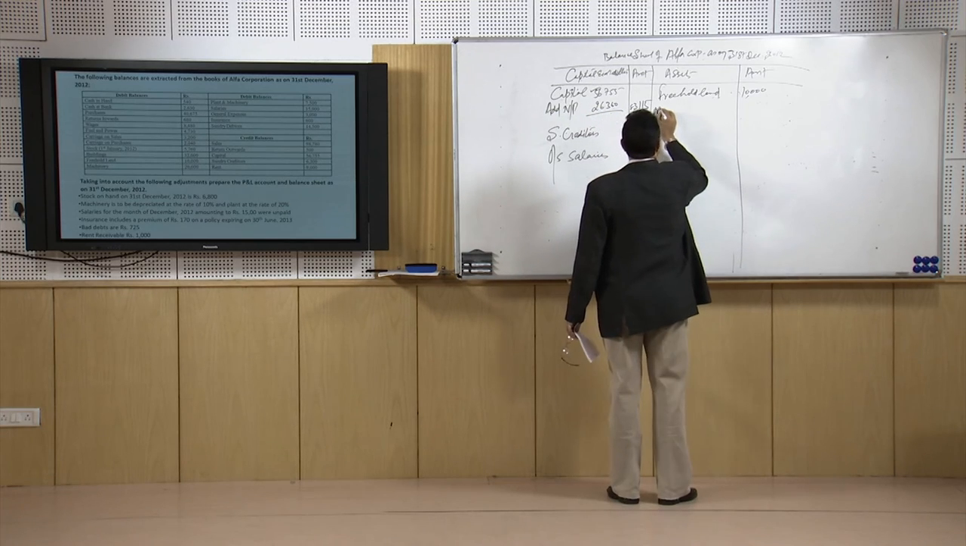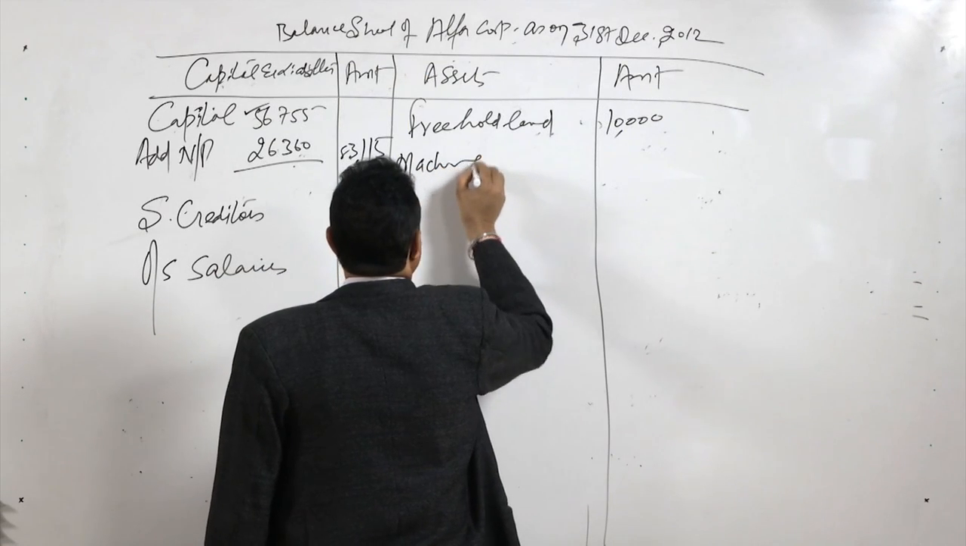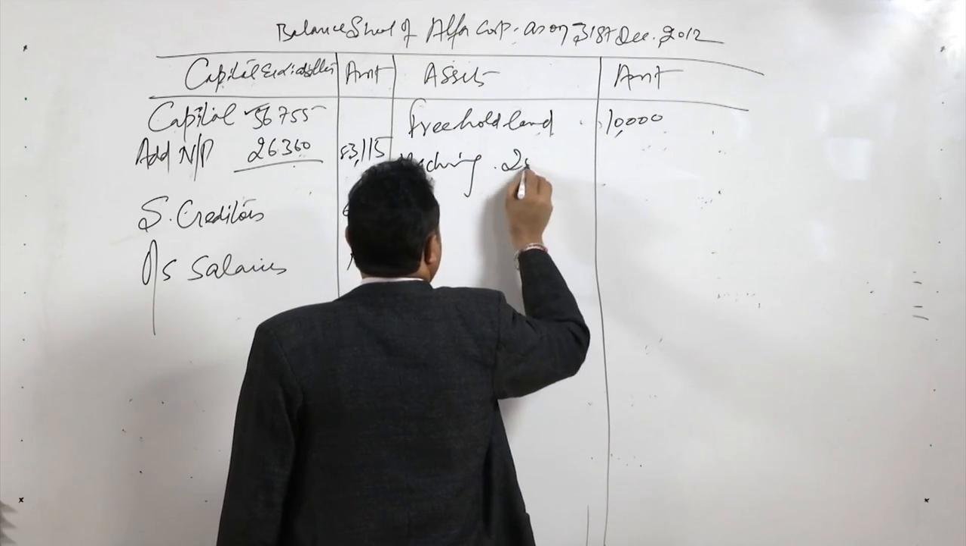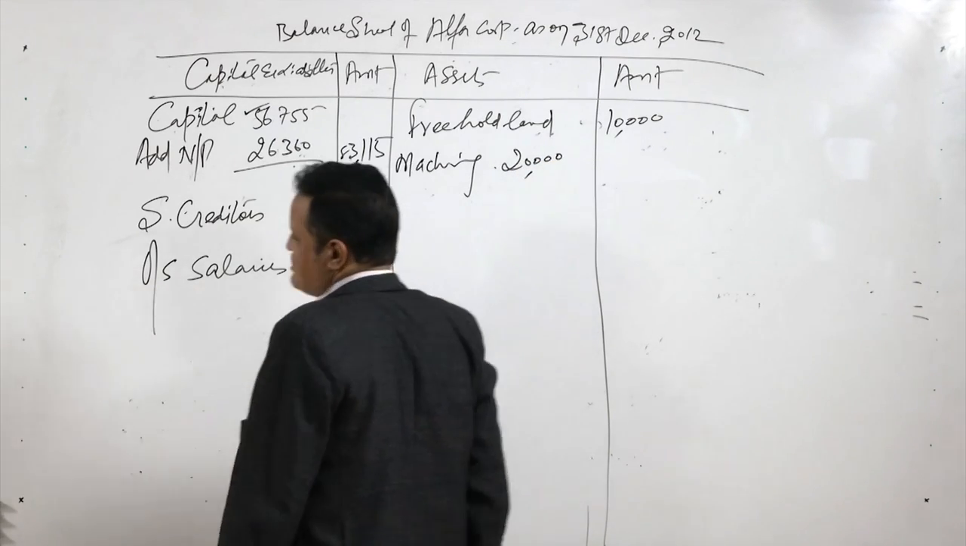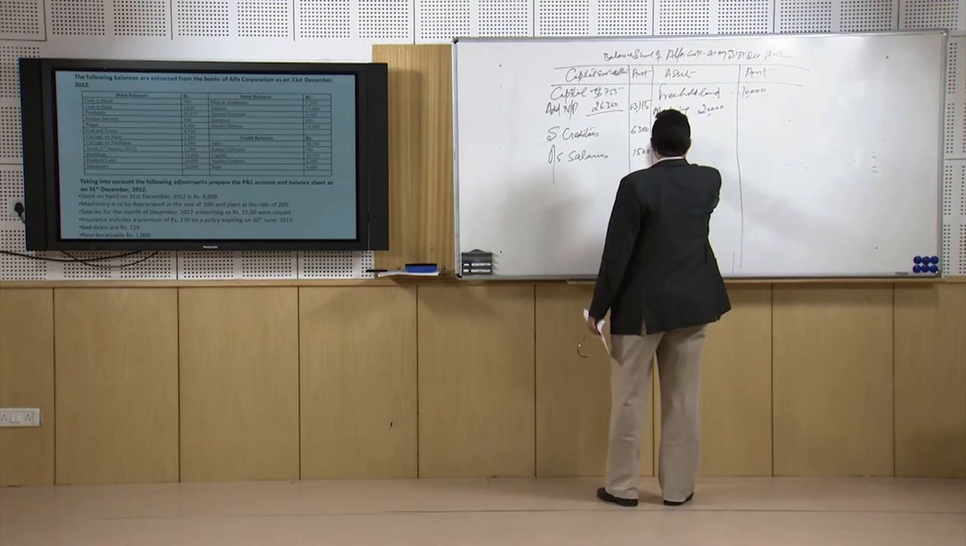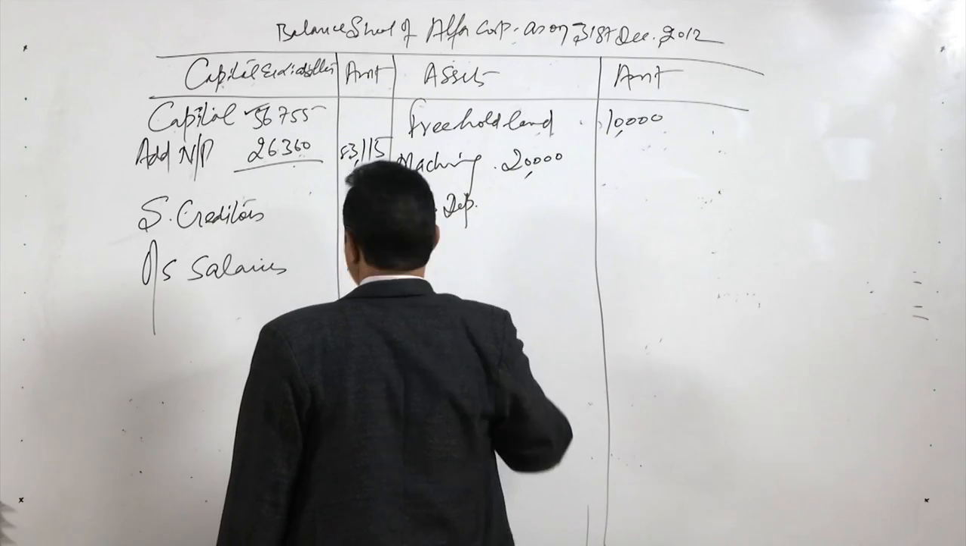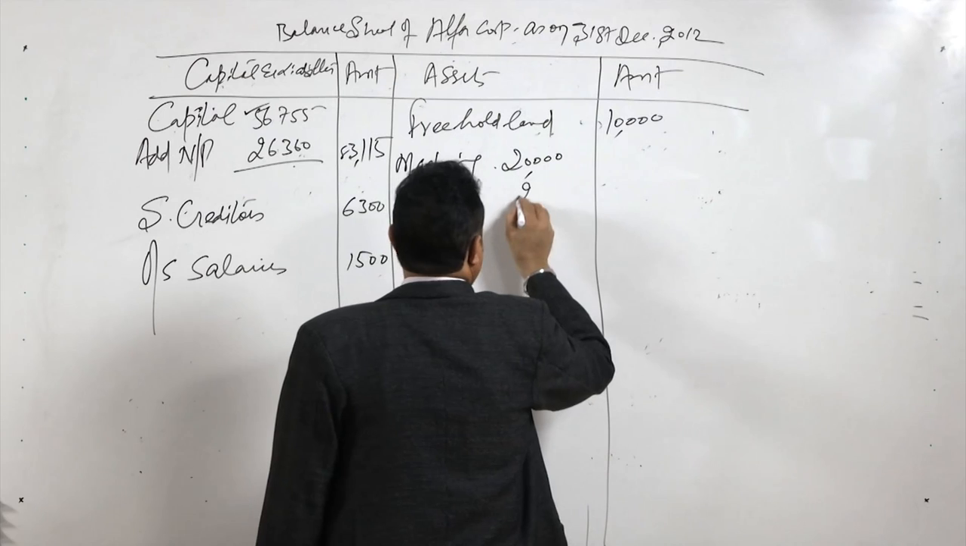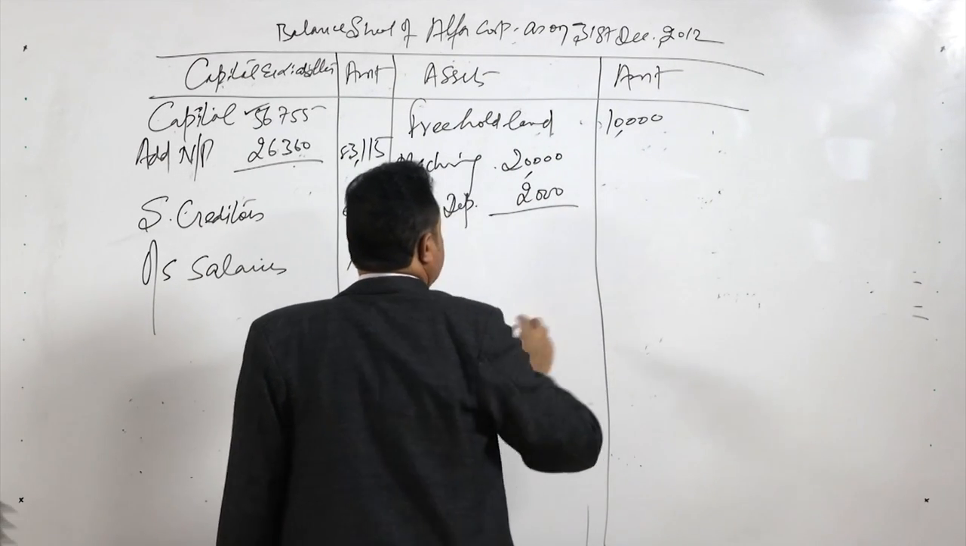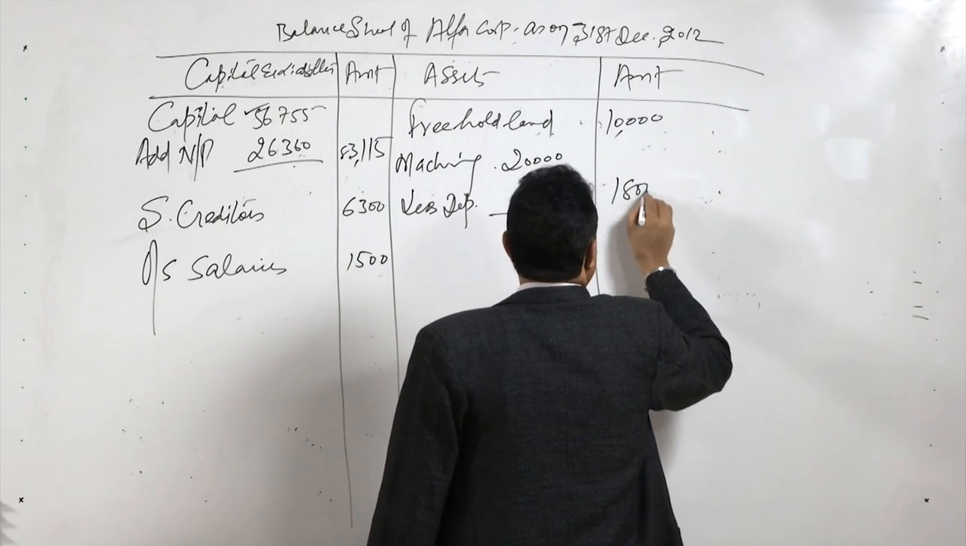But you have already provided the depreciation on this. So the machinery balance is 20,000 and we have to charge depreciation at 10%. So it is less: one effect of the depreciation we have already taken in the profit and loss account, the second effect is here, 2,000. So now the balance of the machinery is 18,000.